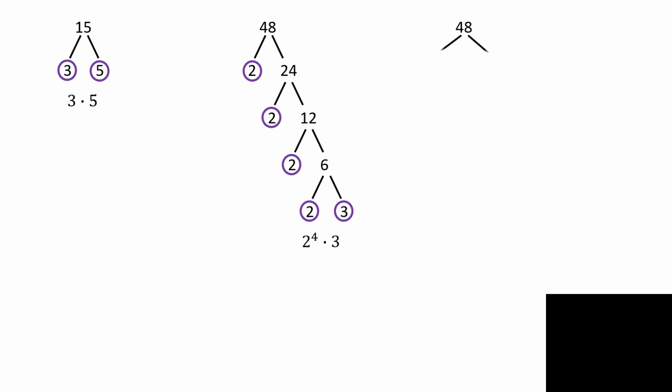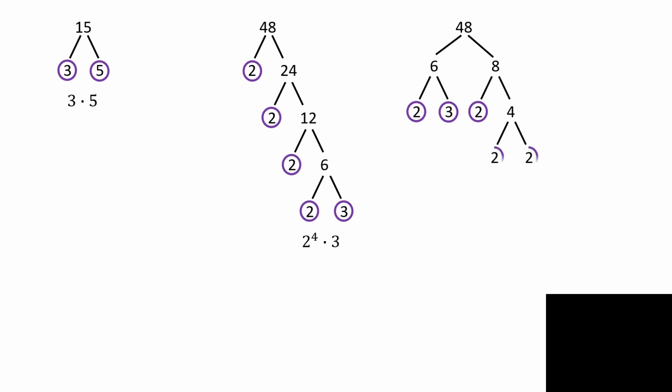I could have said, no, I'm not going to start with 2 times 24. I'm going to start with 6 times 8. 6 is a composite number. I can put branches underneath it. Right? So 6 is 2 times 3. Those are both prime numbers. Circle both of them. 8 is 4 times 4. Circle the 2. 4 is a composite number. Let's draw some branches.